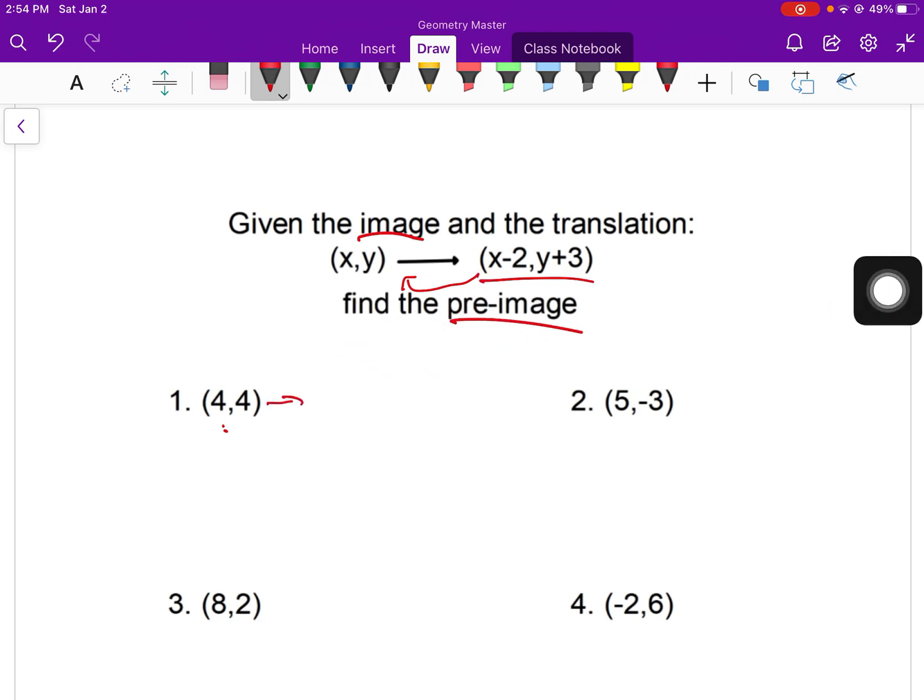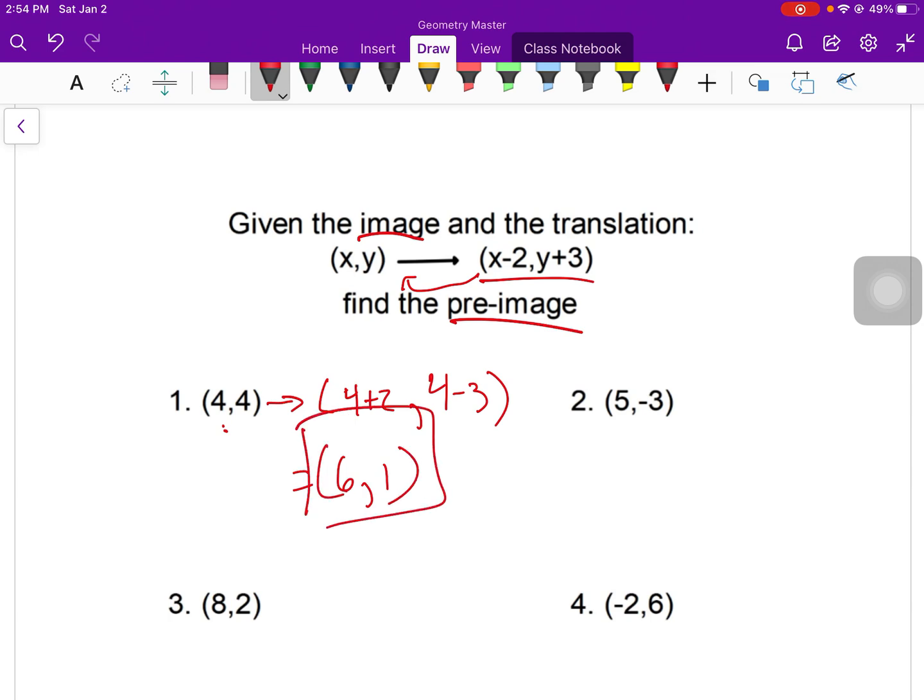All right? So if I want to go from x minus 2, y plus 3 back to x, y, what I need to do is 4 plus 2, y, in this case y is 4, I should say, minus 3, which would give us (6, 1). That is going to be our answer. So just to double check, I plug this back into the original translation: if I do 6 minus 2, I get 4. If I do 1 plus 3, I get 4.